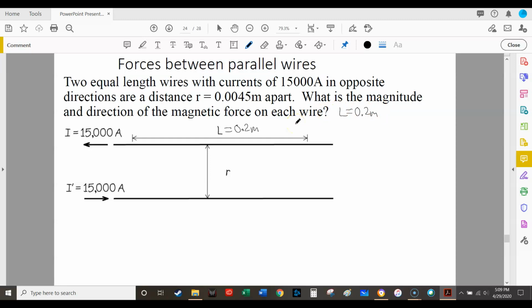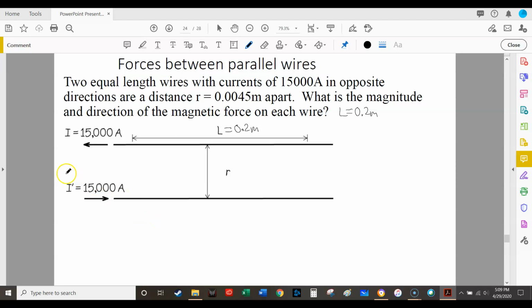So let's figure this out. You're supposed to figure out if these 2 wires are going to attract or repel, and you're supposed to figure out the magnetic force. So go ahead and pause the video and try this out.